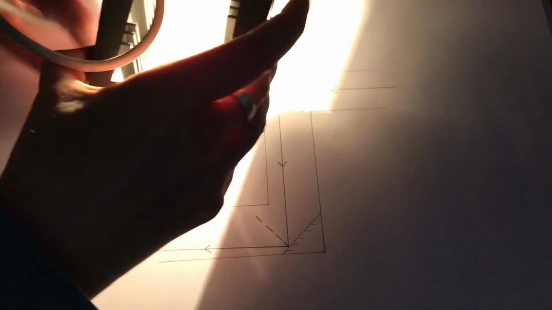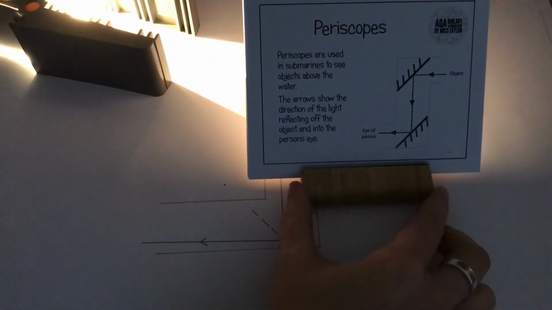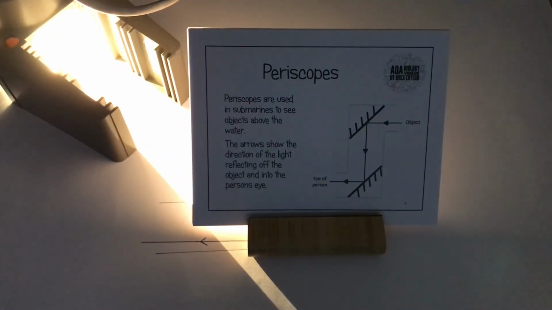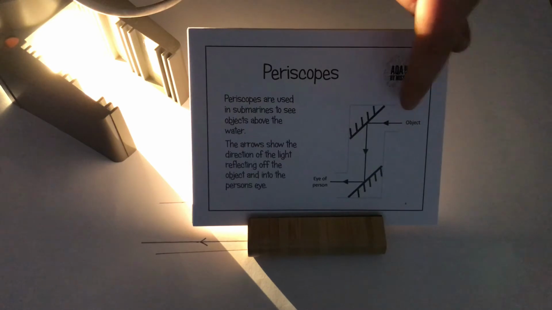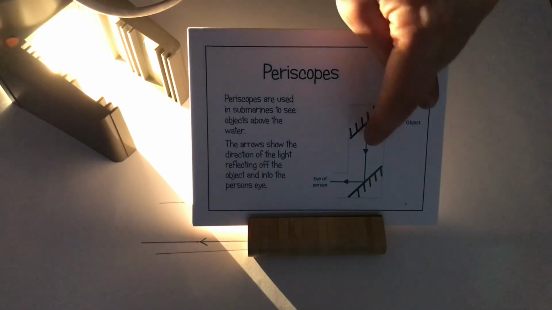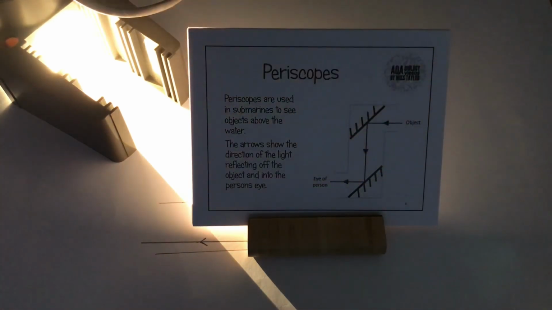Let's take a look at a summary of periscopes. Periscopes are used in submarines to see objects above the water. The arrows show the direction of light, we've talked about that before, reflecting off the object and into the person's eye. So we've got the object, light shining on there initially, reflecting from the object onto the first mirror, the incident ray, the reflected ray, then becomes the new incident ray, and the reflected ray into the person's eye.